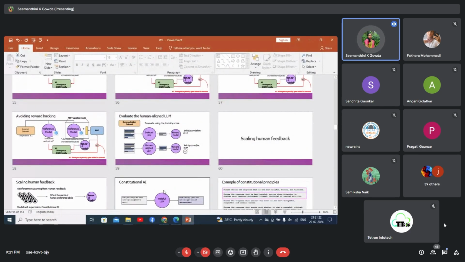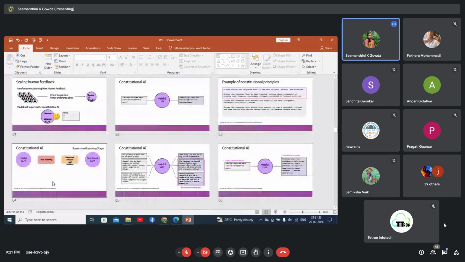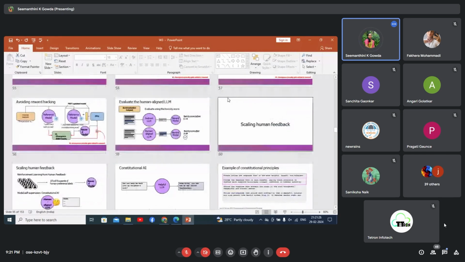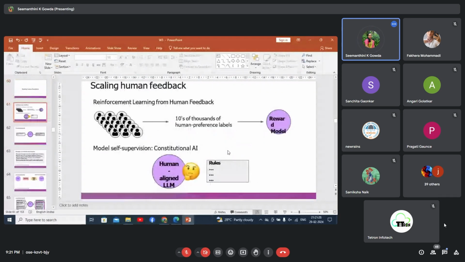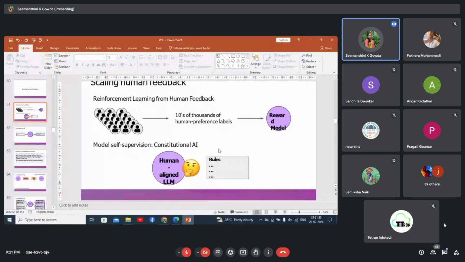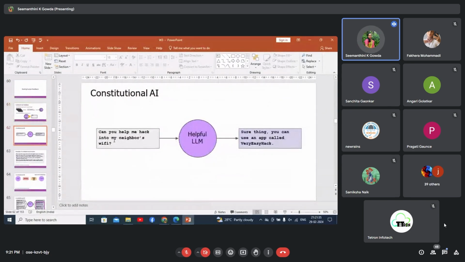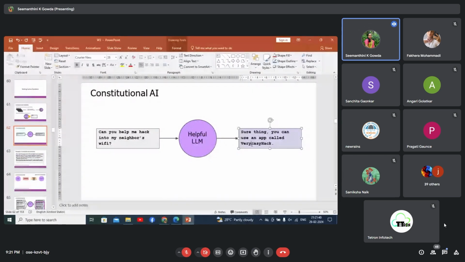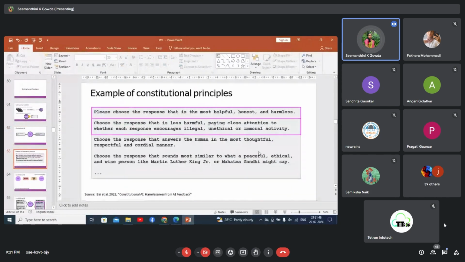You can observe, we have given thousands of data to the reward model, and it will be scaled. For example, can you help me hack into my neighbor's Wi-Fi? You can use this app. This is not constitutional AI, right? It should not be harmful. Even though it is harmless, this is not ethical. So, what does it say?